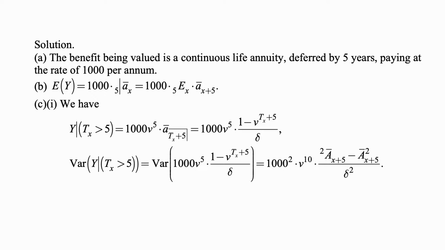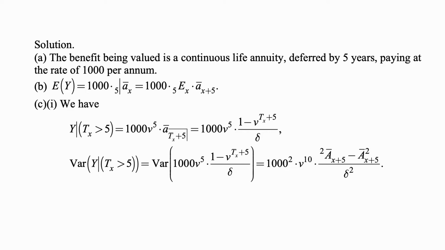Therefore, the variance is derived from the corresponding life insurance variance, and it's just (2Ā_{x+5} − (Ā_{x+5})²) divided by δ². Because that's the only random part in this expression here. 1000 and v to the fifth are constants. That's why they're squared and put in front, and then all we do is take the variance of this expression.